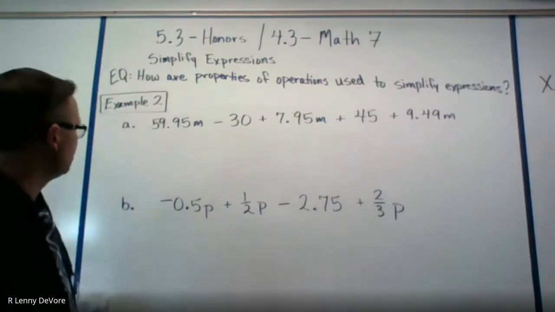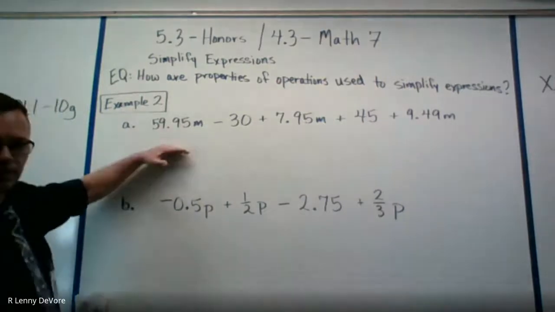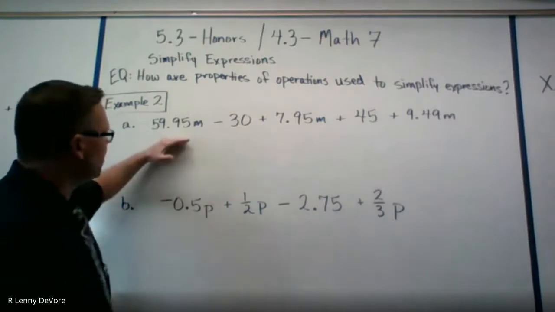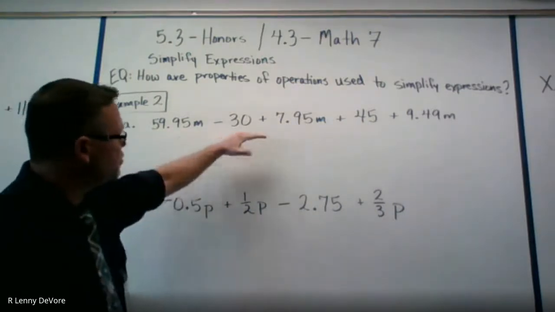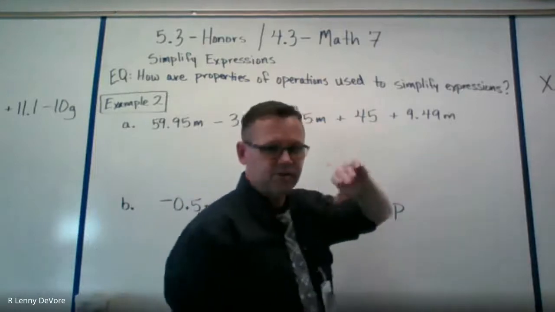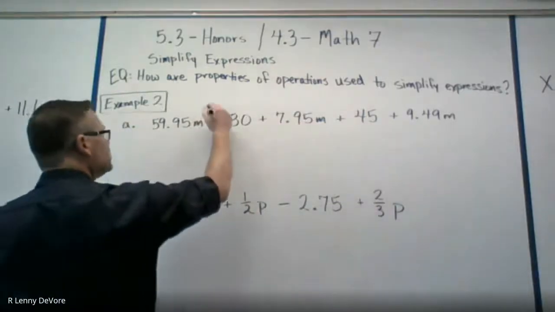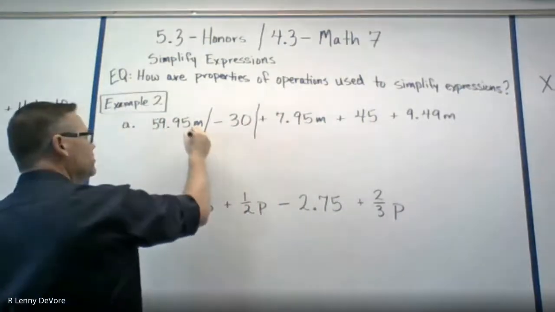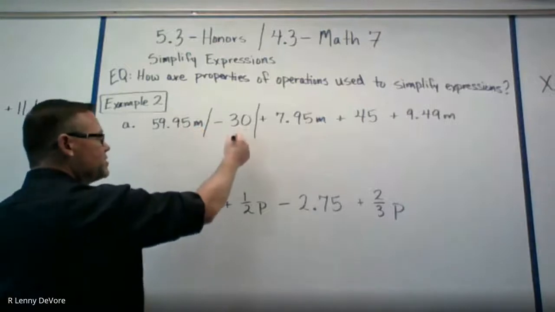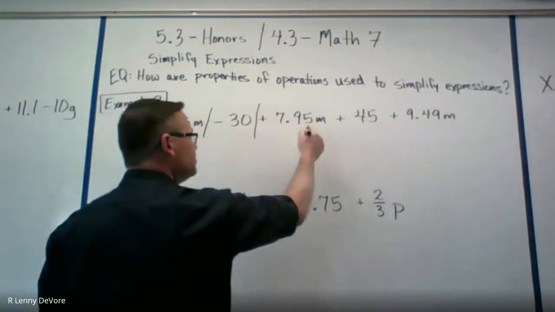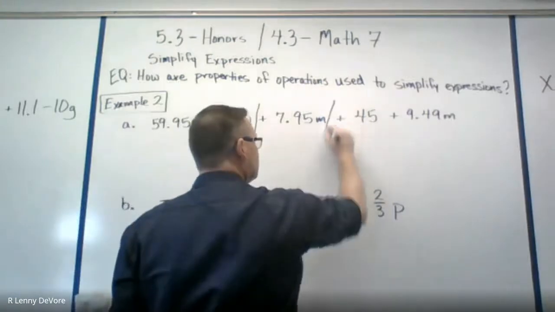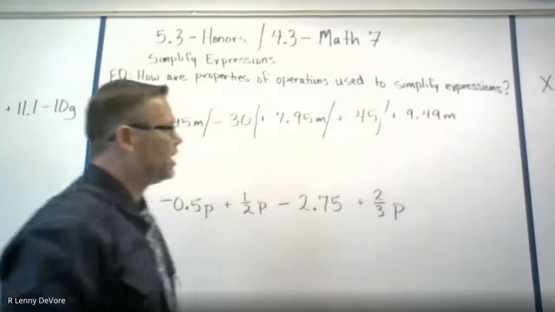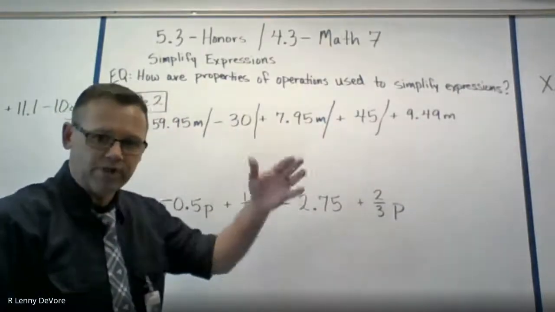So I'm going to show you as an example. These are the two examples from example 2. So if you've watched these, then you should have seen them, okay? So when I look at this, I've got 1, 2, 3, 4, 5 terms, okay? I'm going to separate these terms by drawing lines in between them. Notice how this is a positive 59 and 95 cents. This is a negative 30. This is a positive 7 and 95 hundredths M, a positive 45, and a positive 9 and 49 hundredths M. See how I separate the terms?